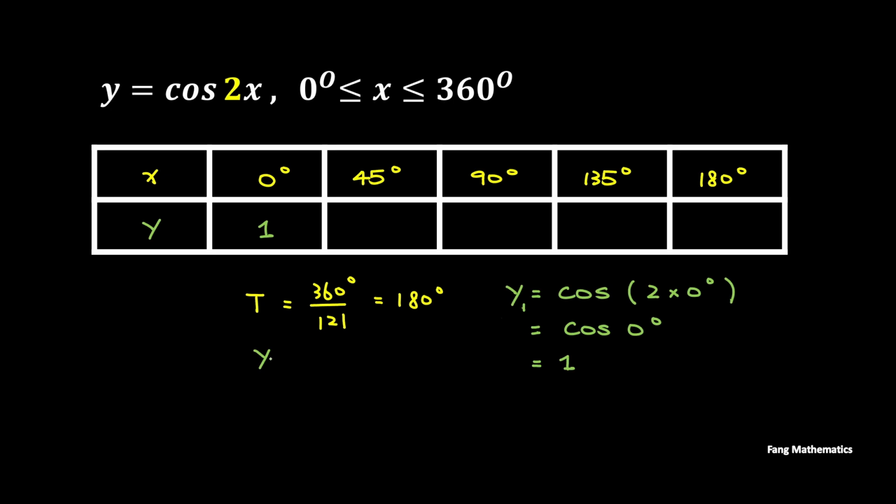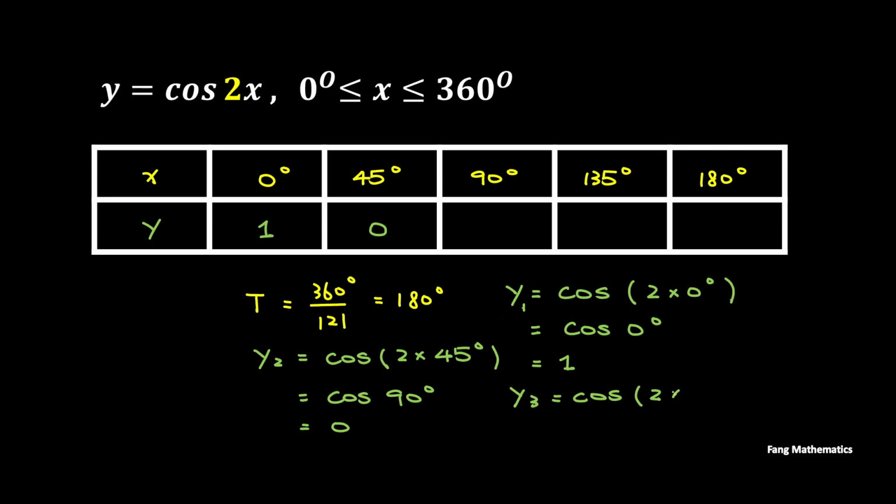In a similar way, let's do 45 degrees. So cos 2 times 45 degrees inside a parenthesis, that gives you cos 90 degrees and should be 0. And the third degree is 90. So cos 2 times 90, they will give you cos 180 degrees, and that is minus 1. In a similar way, you should get 0 and 1 correspondingly.